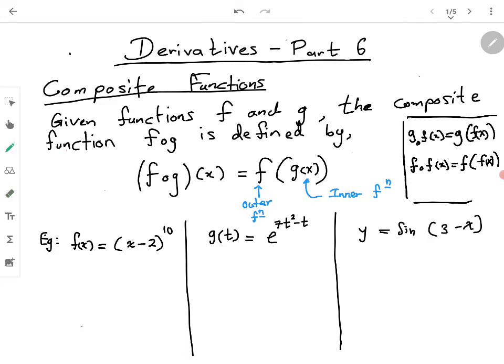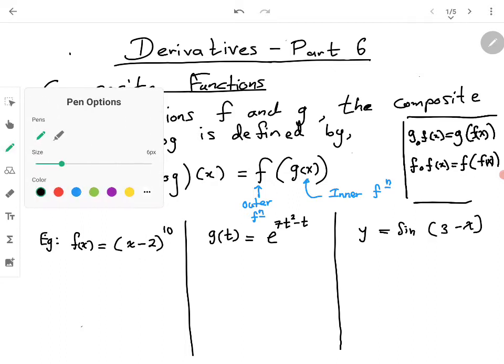So to apply the chain rule, the first thing you need to decide is what is the outer function and what is the inner function of the given composite function. So let's do a couple of examples on how to decide what is the outer and what is the inner function of a given composite function.